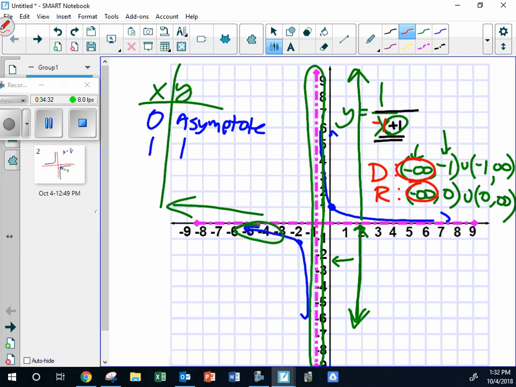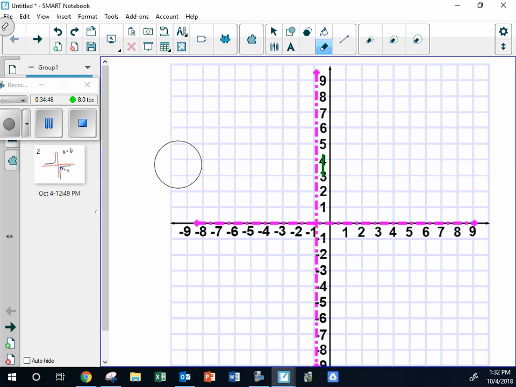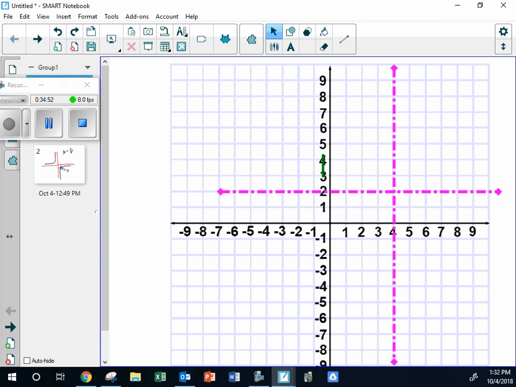Do you want another practice one like that? Yes or no? Nod your head or shake your head. Quite a few nodding heads. Not everybody, but I'm going to do a quick one. I'm going to move these asymptotes over. I'm going to go to like 2 with that one and 4 with that one. We won't stretch these. It just gets too complicated. So it's just moved.